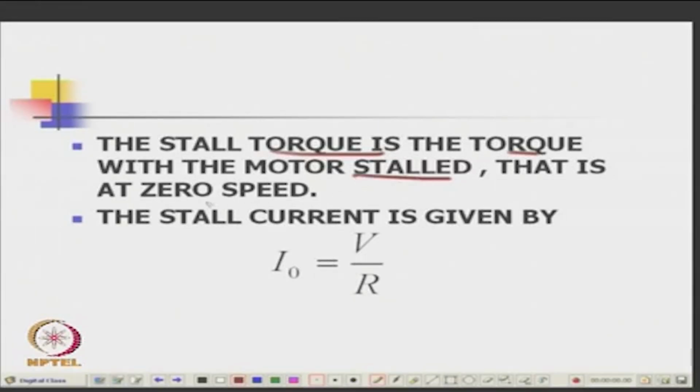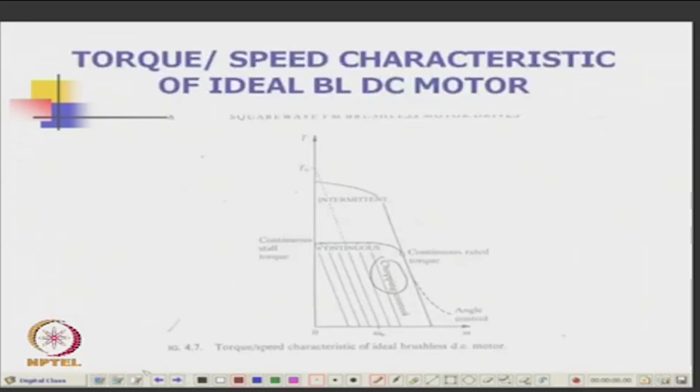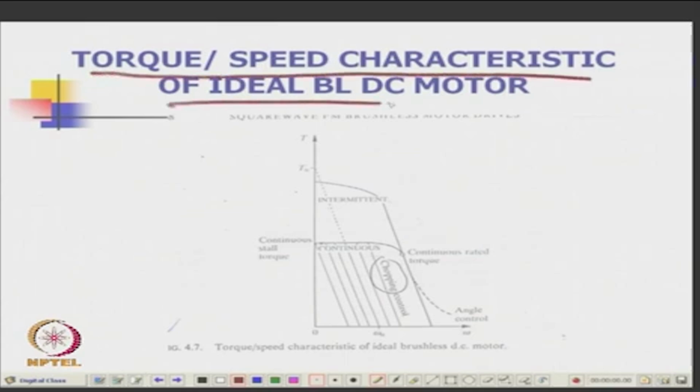So, stall torque is the torque when the motor is stalled, that is at 0 speed, and the stall current is given by, when it is I naught, the blocked current, voltage by resistance. Now, the torque speed characteristic of a brushless DC machine, the ideal one, you can plot.